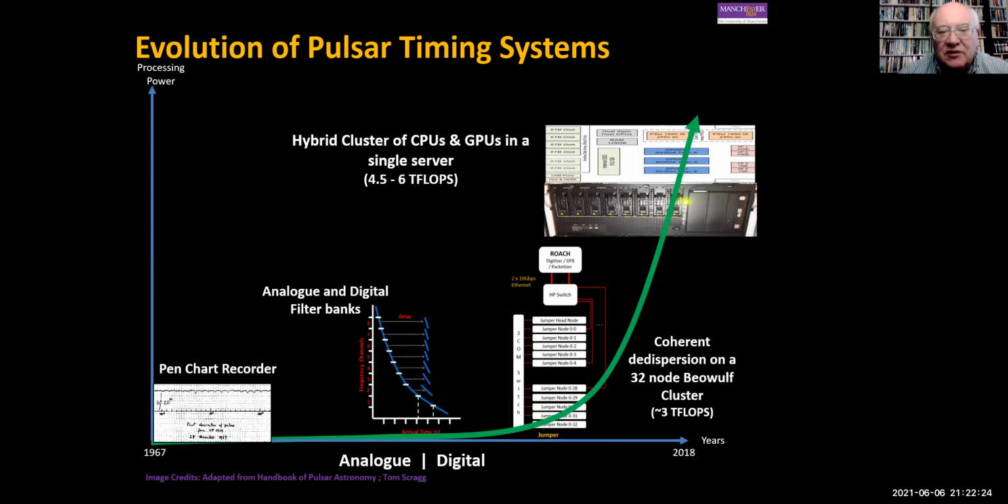Before I move on to talk about the next generation of pulsar timing systems, which is the hybrid cluster, the device that's in the equipment room at Katunsi. This is just a graph showing how processing power, processing capability has improved over the years. We'll stop at this point for any questions.